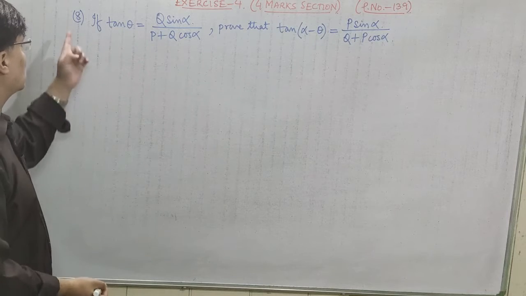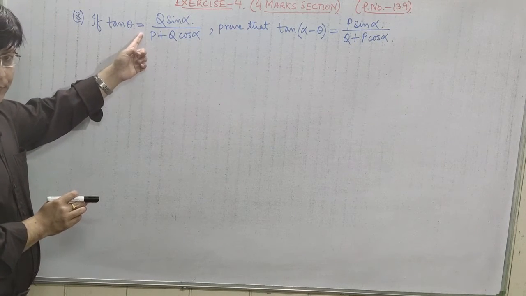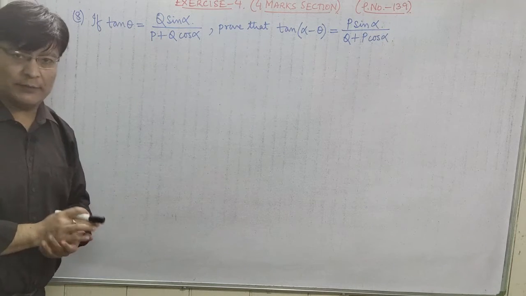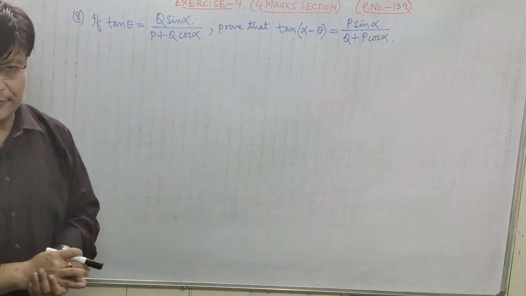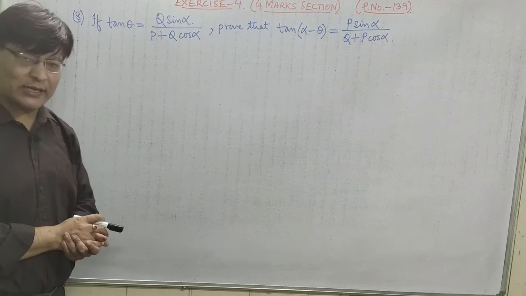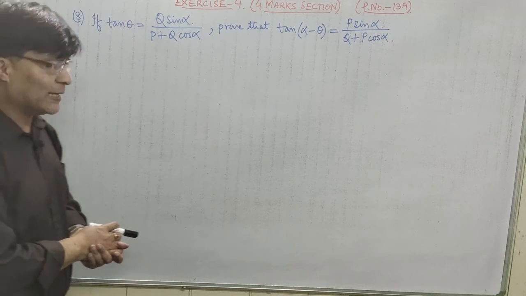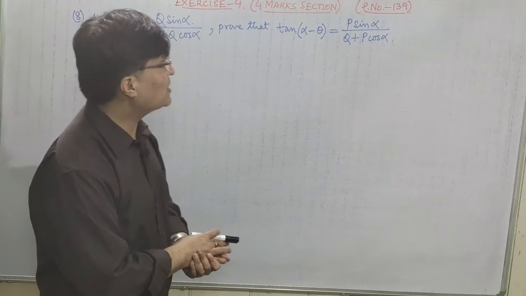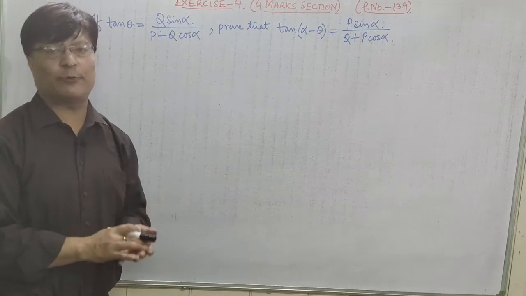We'll do the next question, that is question number 8. If tan theta is equal to q sine alpha divided by p plus q cos alpha. Here p and q are given in terms of capital letters. So this is given, that is the value for tan theta is given, which is equal to q sine alpha divided by p plus q cos alpha. You have to prove that tan of alpha minus theta is equal to p sine alpha divided by q plus p cos alpha. So let us prove it.